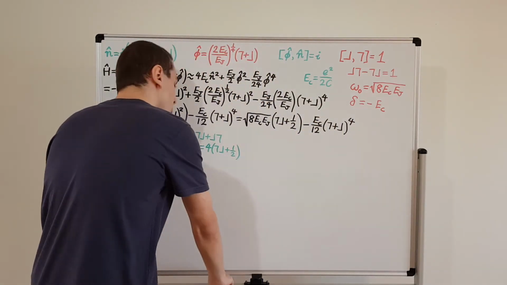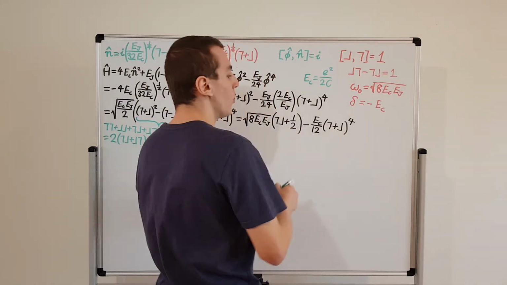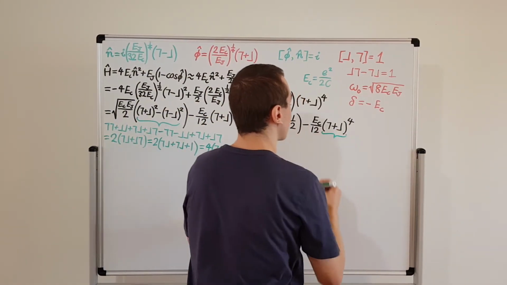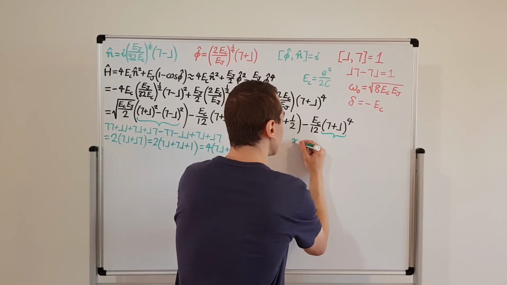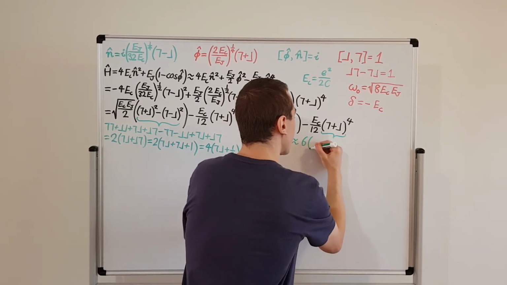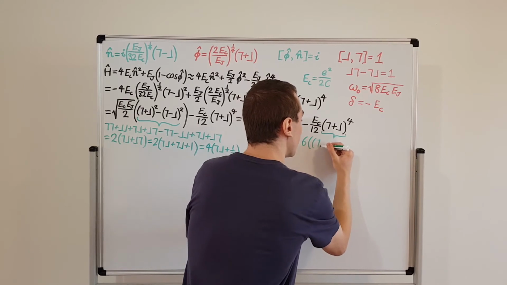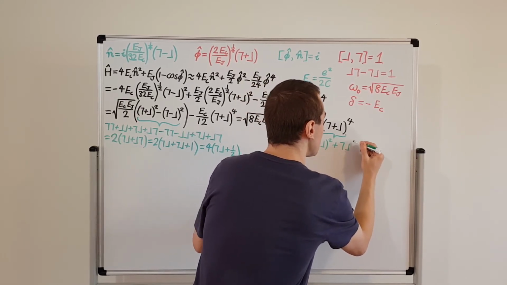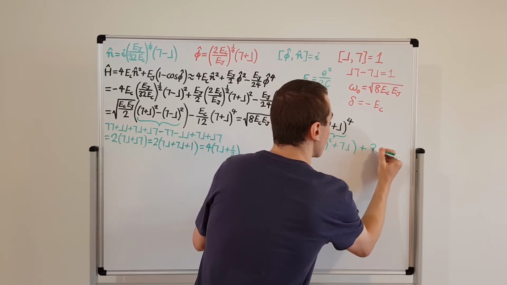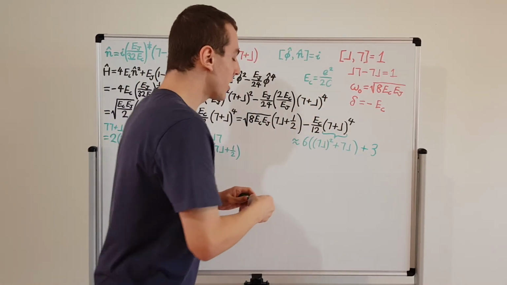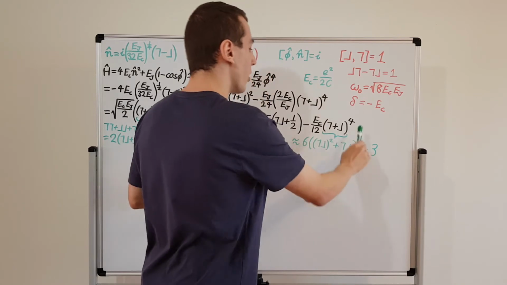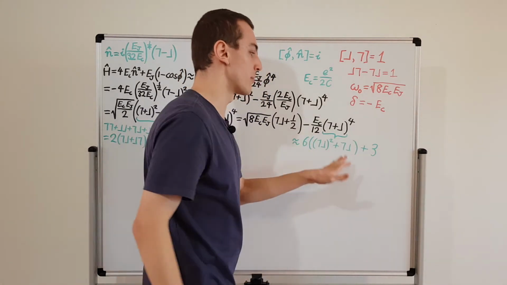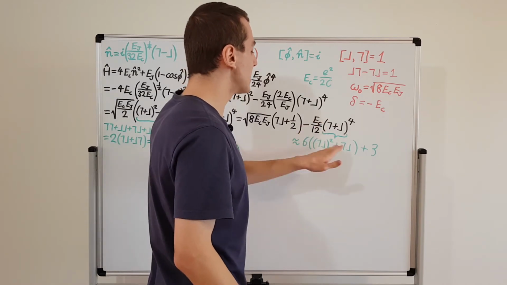One more thing I also want to write is what this is equivalent to. We can approximate this. This is approximately equal to 6 times the creation annihilation squared plus creation annihilation plus 3. So this over here is just an approximate form of this guy over here. And in a separate video, I will derive this approximation. I'll show you why this happens.